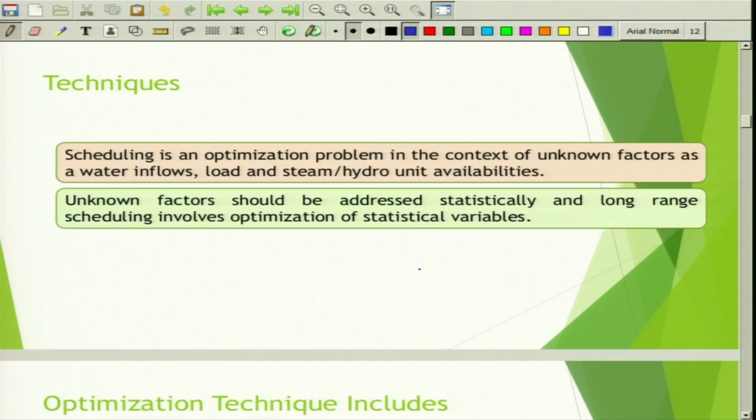So, some of the techniques: scheduling is an optimization problem in the context of unknown factors such as the water inflows, load and steam or hydro unit availabilities. So, these are the unknown factors: what is the exact water inflow, what is the exact load demand and what is the availability of steam or hydro power plant. So, unknown factors should be addressed statistically, and long range scheduling involves optimization of statistical variables. You optimize the statistical variables if you do not have any specific data available with you.